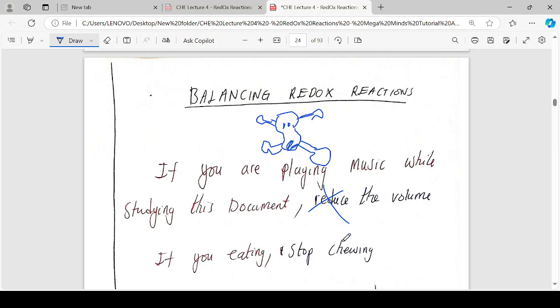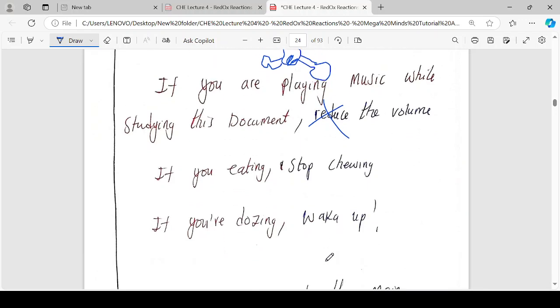If you are playing music, you turn off the music. If you are eating, you stop chewing. You just look for other ways and means to swallow, but thou shalt stop chewing. If you are dozing, thou shalt wake up.